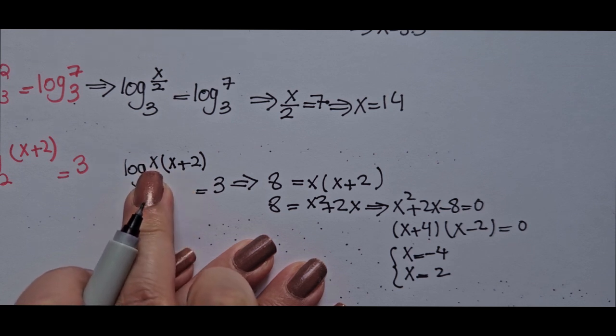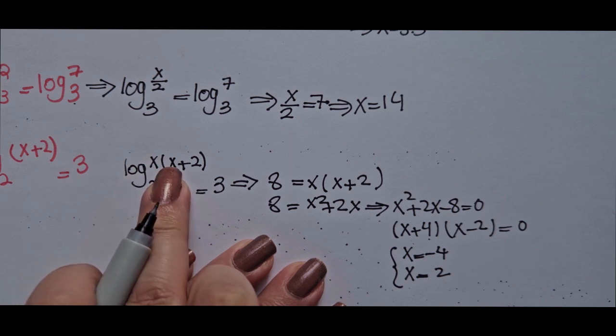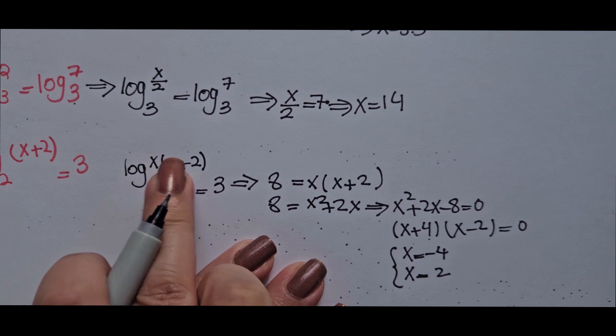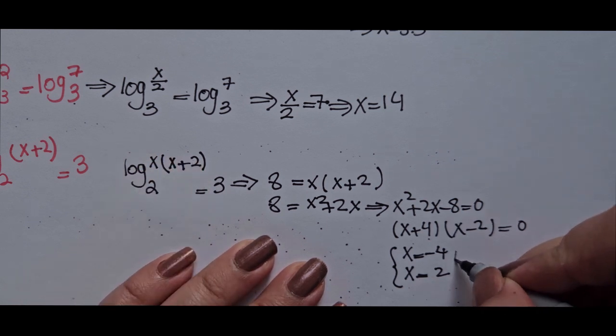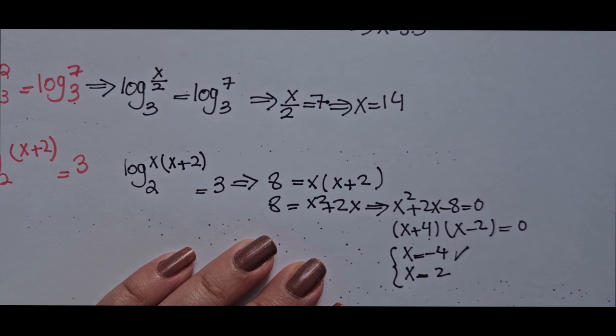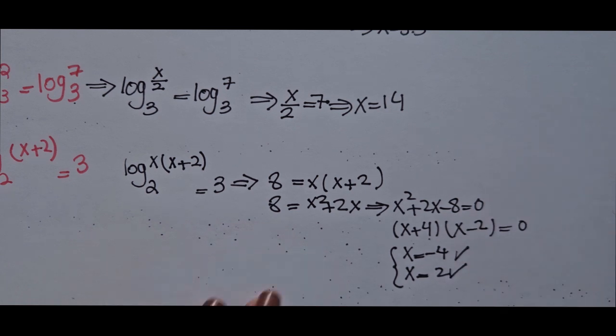So if I put negative 4 here, this one would be negative 2, and if I multiply them, it would be 8. So that one is good. But how about 2? Even 2 is a good answer. So both of them are accepted.